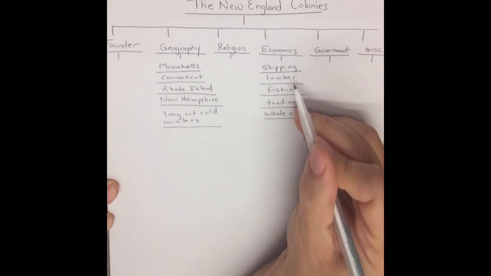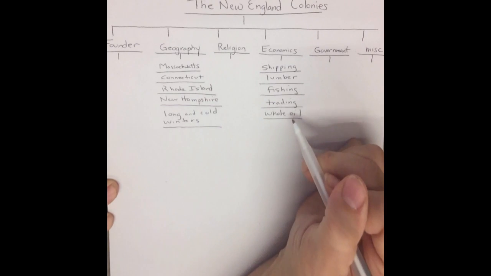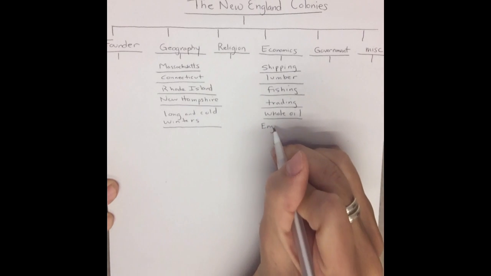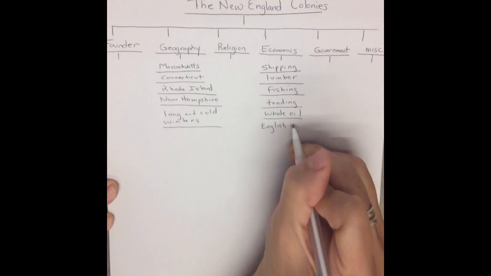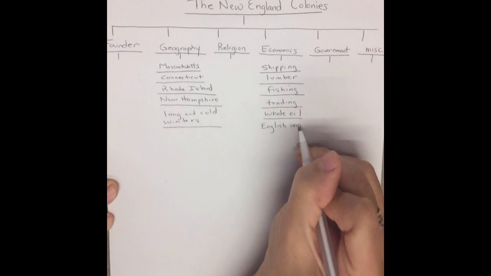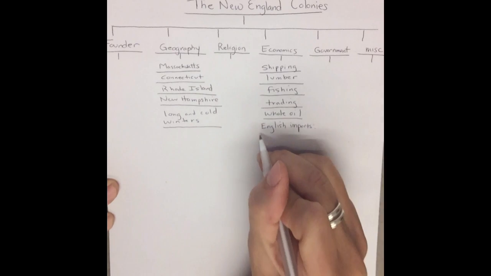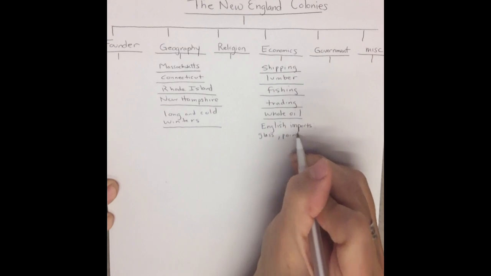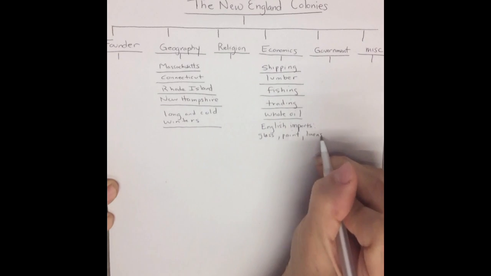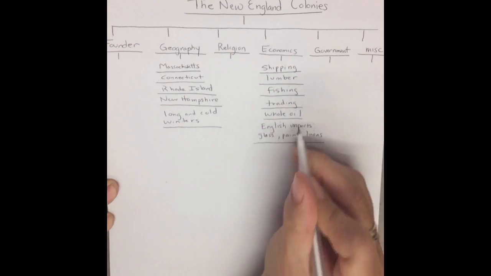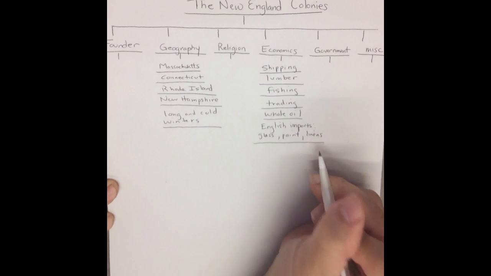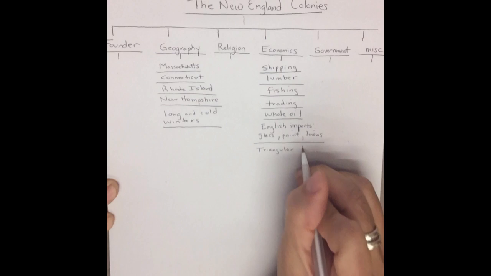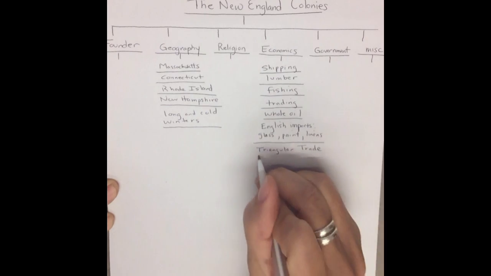Notice again, I'm just sticking with the short key phrases in my notes. English imports was important. That means products brought in from England. So I'm going to write down some of those products: glass and paint and linens. And I'm going to put a line under those because those ideas are connected. And then I'm going to mention the triangular trade because the video talked about that trade.